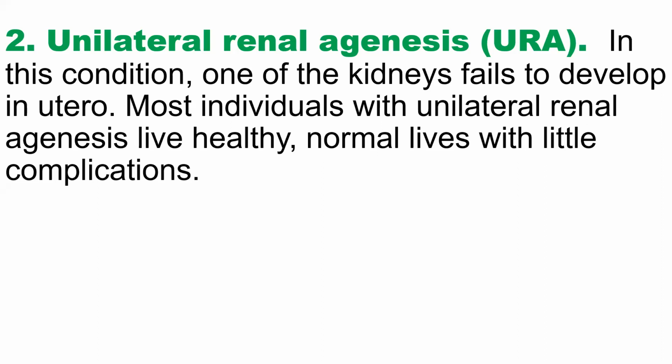Most individuals with unilateral renal agenesis live a healthy, normal life with little complication. Here, both kidneys do not fail to develop in utero. Only one kidney fails to develop, as we have two kidneys, right? Out of the two, if only one fails to develop in utero, the person will live a healthy and normal life. He or she may have complications, but they will not be severe. He or she will have little complication. That is the meaning of unilateral renal agenesis.